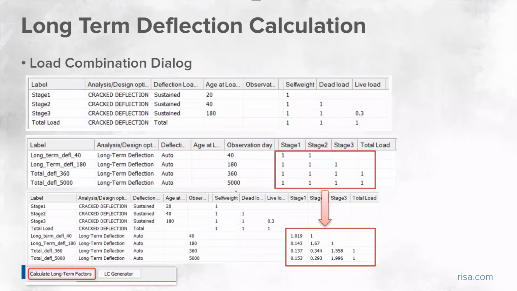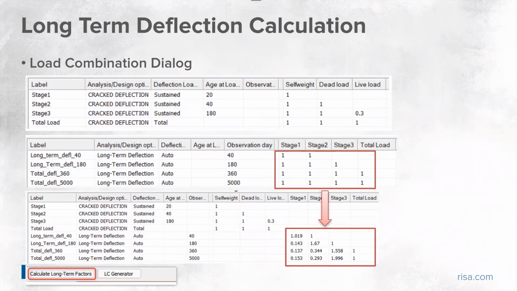So here again, as Nate previously showed in the demo part, in the load combination dialog, if we look at the first screenshot, here I define different loading stages for doing the long-term deflection calculation. So here, stage one, in the analysis option, I would choose cracked deflection. And then the loading type is a sustained load. So here the age at loading is 20 days. And at the 20 days, we only have the self-weight. So this basically represents when we remove all the formwork. So we only have the self-weight of the concrete present. So we only choose one factor for the self-weight.